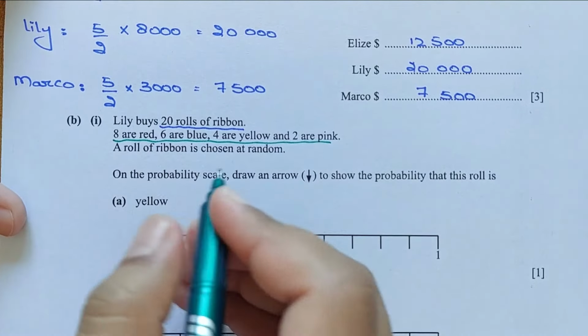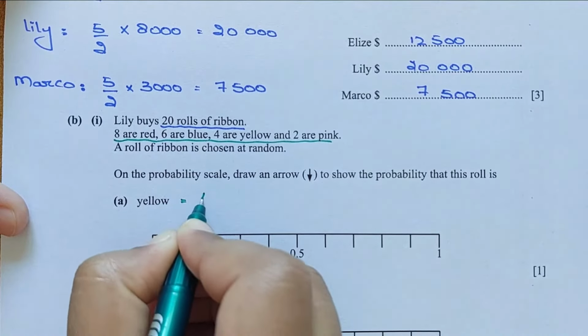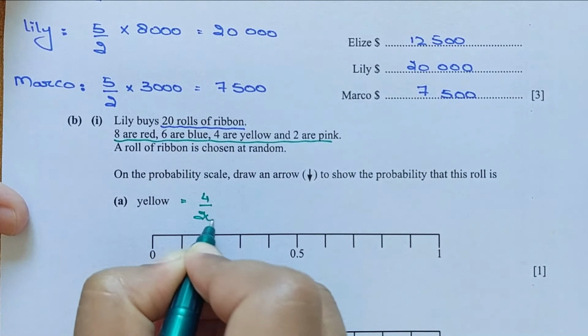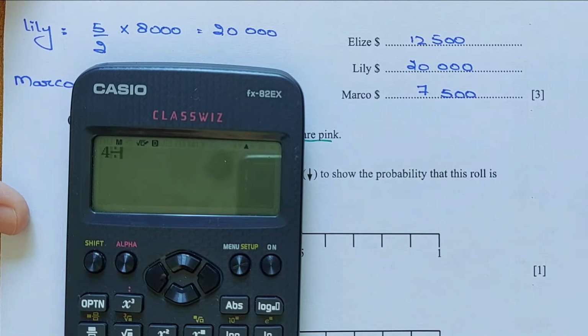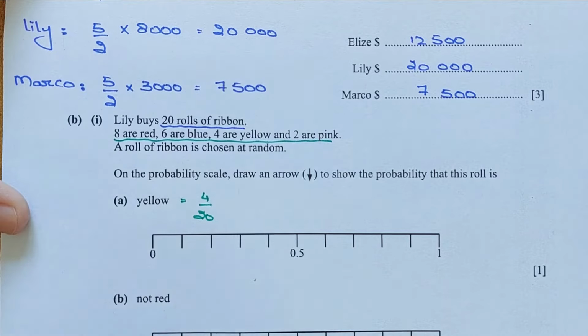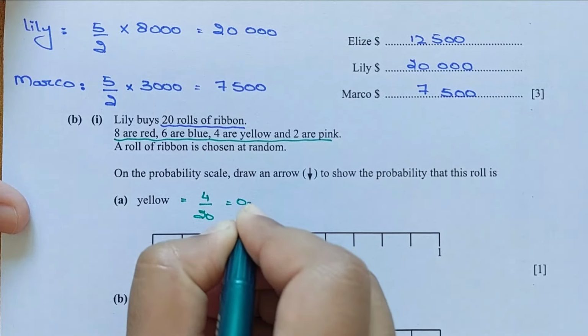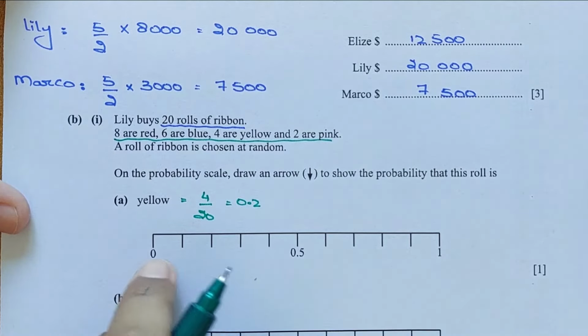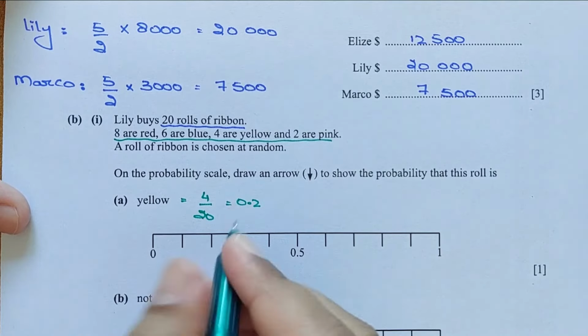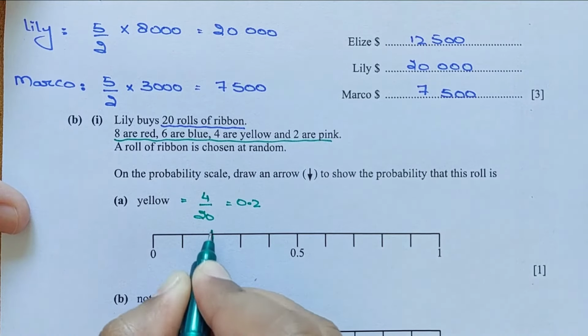The probability of yellow, how many are yellow? 4 are yellow out of 20. 4 out of 20 is 0.2, the probability. 0.1, 0.2. Here is the arrow.